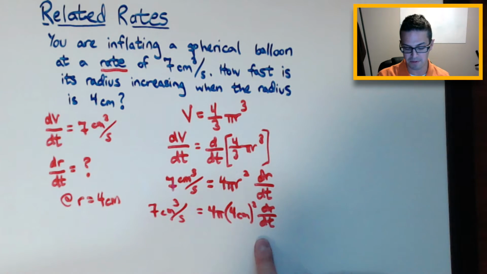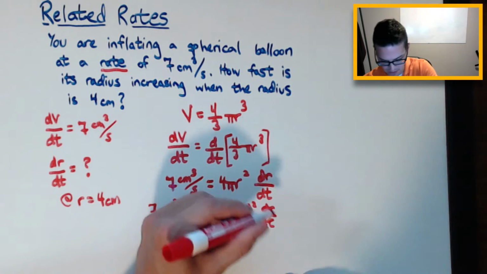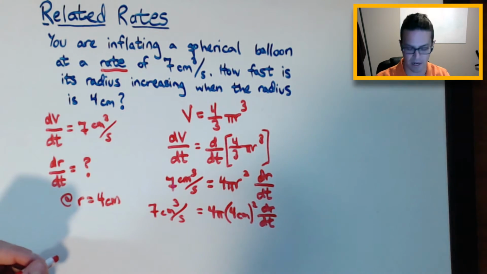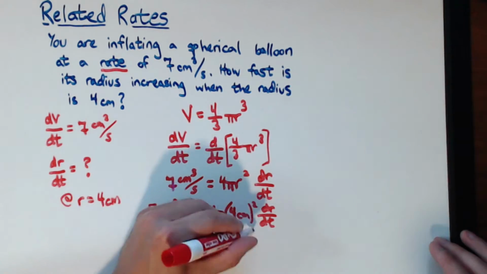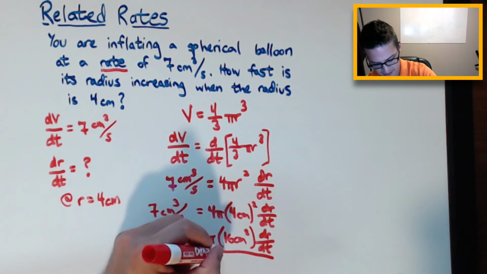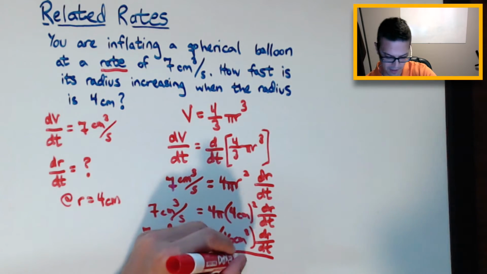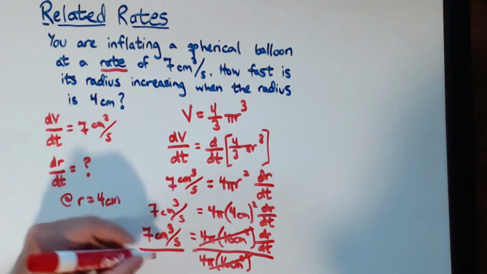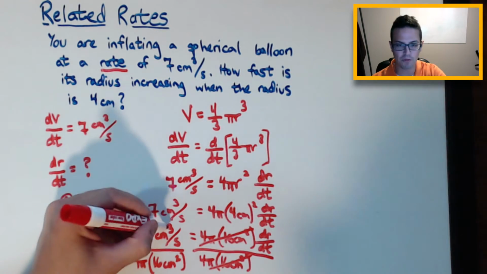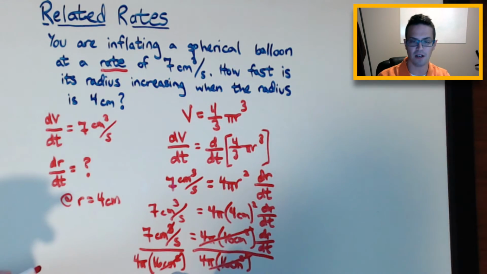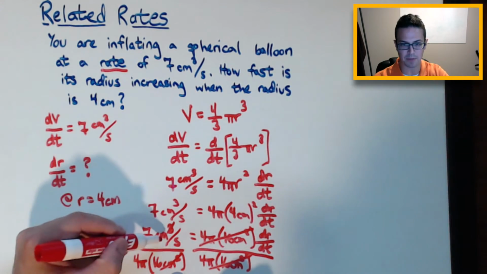So the next thing I'm going to do is simplify this side right here. It's 4 centimeters squared, so it's 4 centimeters times 4 centimeters, which is 16 centimeters squared. I'm going to write that in really quick. Now to solve for dr over dt, I'm going to divide both sides by 4 pi times 16 centimeters squared. What you do to one side, you equally have to do to the other. Now we have centimeters cubed divided by centimeters squared, so I'm going to cancel out 2 of these, so the centimeters squared are gone, and you're left with just centimeters per second for this dr over dt.